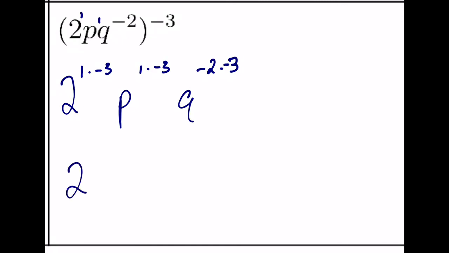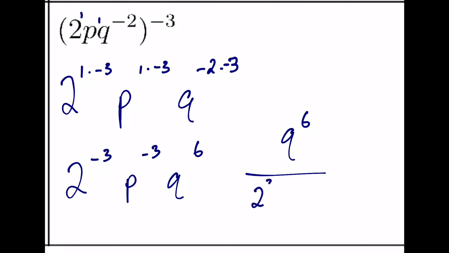When we multiply these, we end up with 2 to the negative third, p to the negative third, and q to the positive 6. We have two different exponents that are negative. So what do we do? We move them to the denominator and they become positive. Q was already positive, so it stays on top, and 2 to the third is moved to the bottom, and p to the third is also moved to the bottom. And you can simplify 2 to the third because 2 times 2 times 2 is 8. So our final answer is q to the 6th divided by 8p cubed.